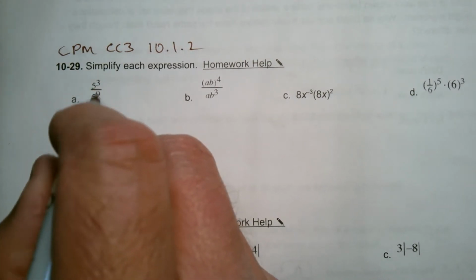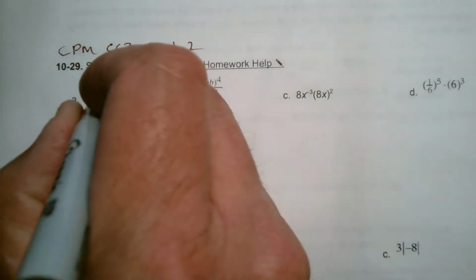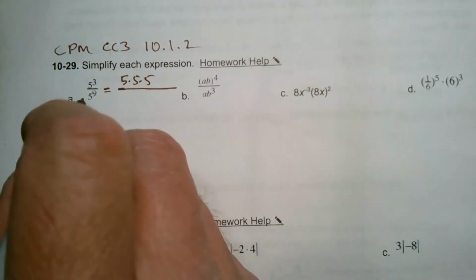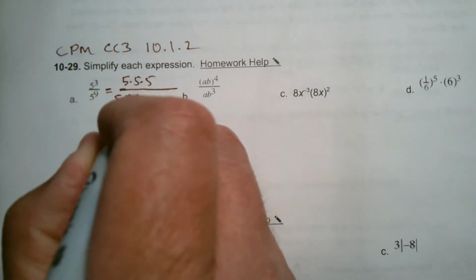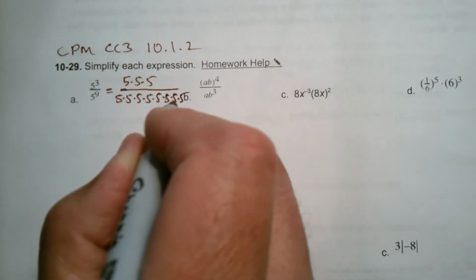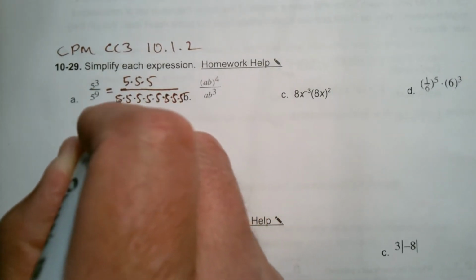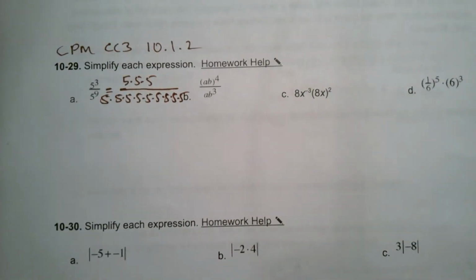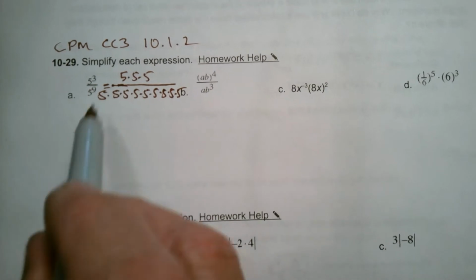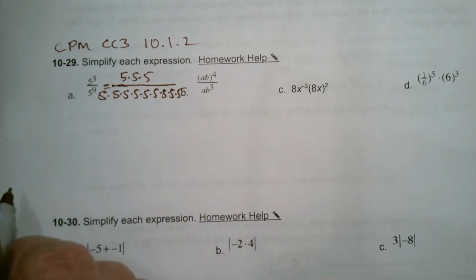So here I have 5 to the third over 5 to the ninth, right? If I want to just understand what I'm dealing with, 5 to the third means 5 times 5 times 5. 5 to the ninth means 5 times 5 times 5 times 5 times 5 times 5 times 5 times 5. Let's see, 1, 2, 3, 4, 5, 6, 7, 8, 9 times 5. So in the numerator, I have 3 fives being multiplied. In the denominator, I have 9 fives being multiplied.